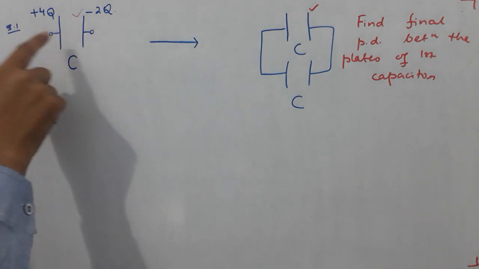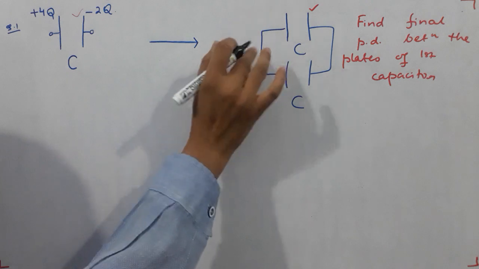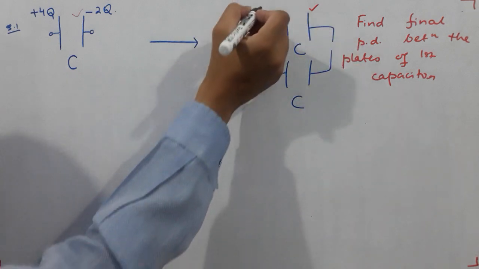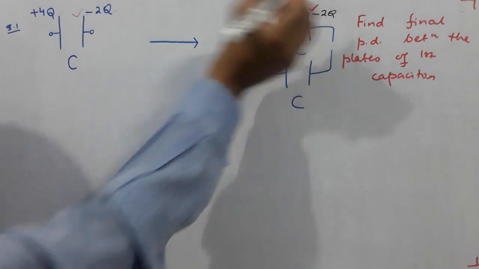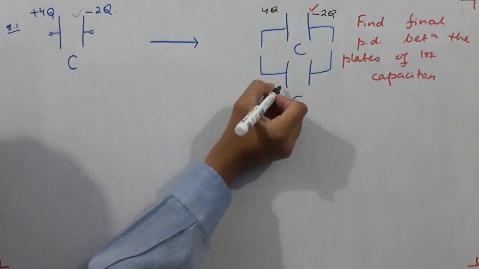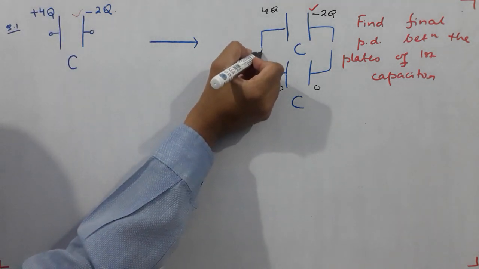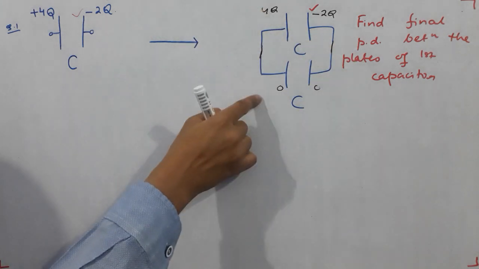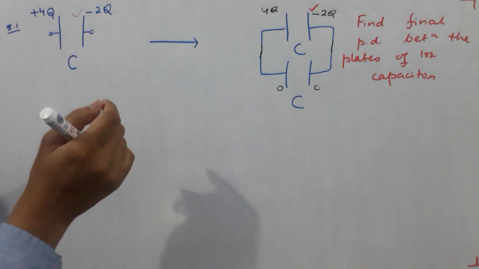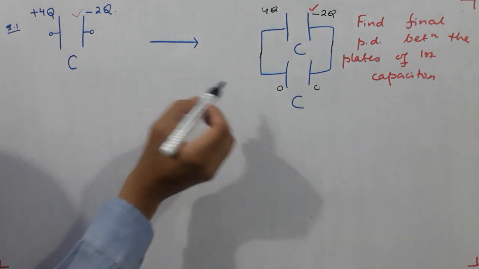Here the charges on the plates are plus 4q and minus 2q. So this was earlier, before connection. Before connection it was 4q and this was minus 2q. This was uncharged, so here the charges on the plates are 0 and 0. Now when they are connected, do you think charges will remain same like this? No. There will be some charge distribution between these plates.